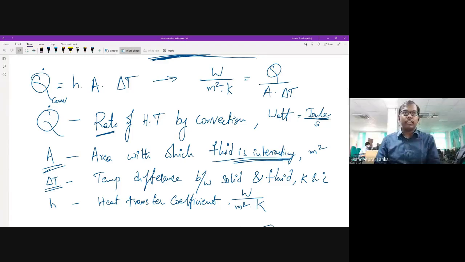nomenclature, we have seen. Q is the rate of heat transfer by convection, measured in watt or joule, and A is the area with which fluid is interacting, measured in meter square. Delta T is the temperature difference between the solid and fluid. It is measured in Kelvin or degree centigrade, and h being the heat transfer coefficient, that is a proportionality constant here, measured in watt per meter square Kelvin.